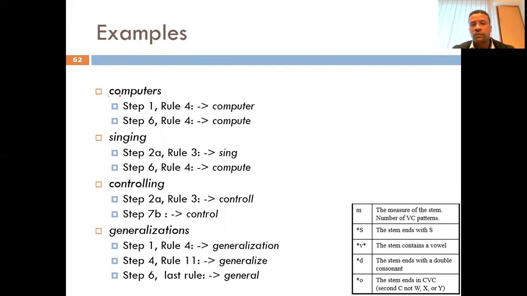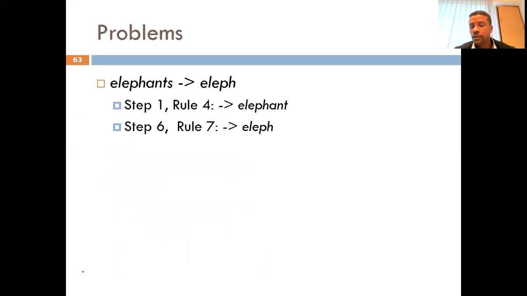For instance, if you have the word computers using Porter's stemmer, step 1, rule 4 ላይ computer ያደርገዋል ስን አጥፍቶ, step 6, rule 4 ላይ compute ያደርገዋል አርን አጥፍቶ ማለት ነው. So these are some of the examples that we have in Porter's stemmer. Mind you, we are not here to learn Porter's stemmer. This is just for you to see how rule-based stemming can be done using the knowledge of the language. Okay, but there are some problems that we can see.